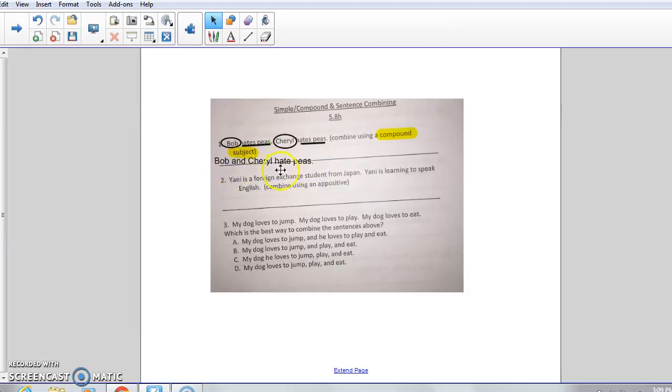Okay, notice that our verb changed just a little bit, because when it's singular, you would say she hates, but if it's plural, two subjects, they hate peas. So make sure you took that S off of hate.